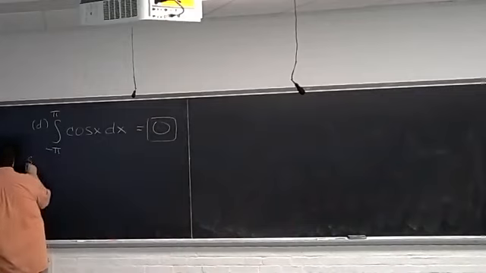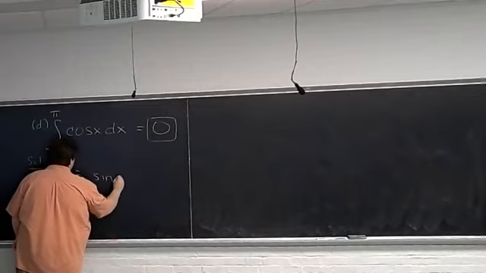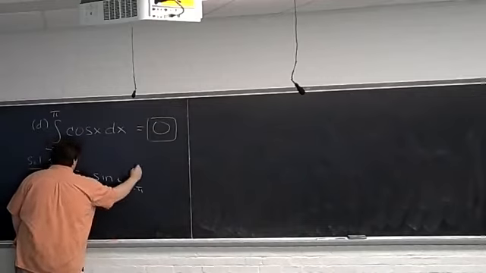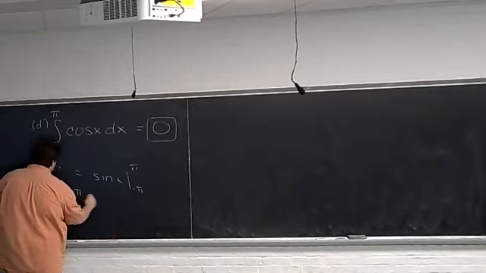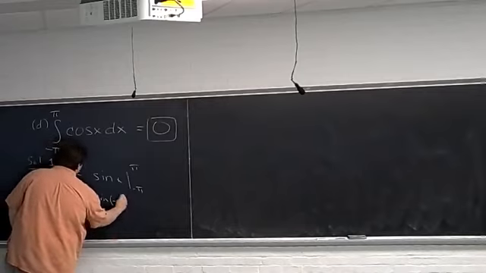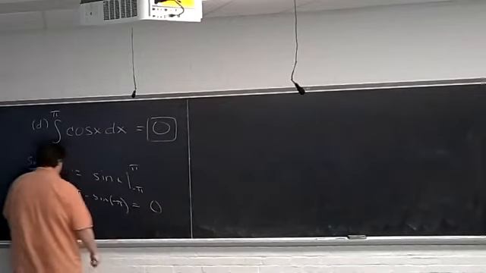So solution 1 equals sine of x from negative pi to pi. Derivative of sine is cosine, equals sine pi minus sine negative pi. Those are the same because pi is the same as negative pi as far as traveling around the circle is concerned. You get 0.